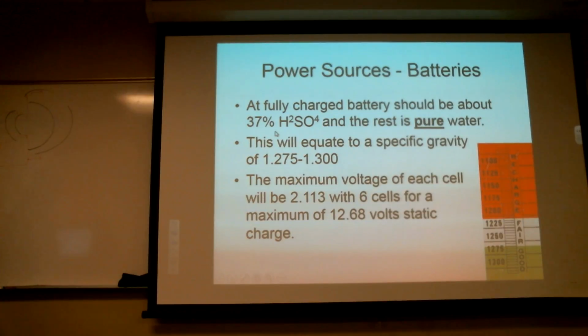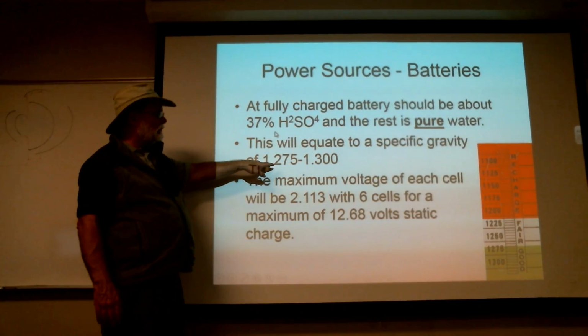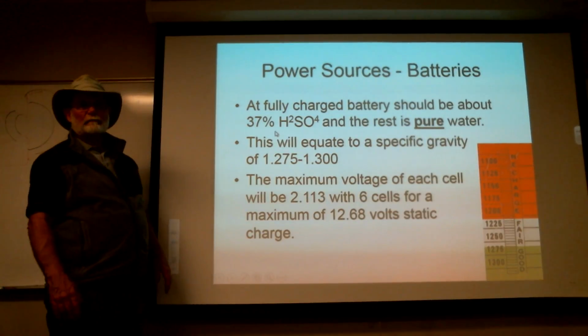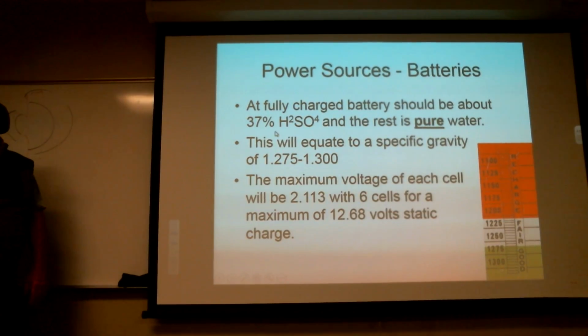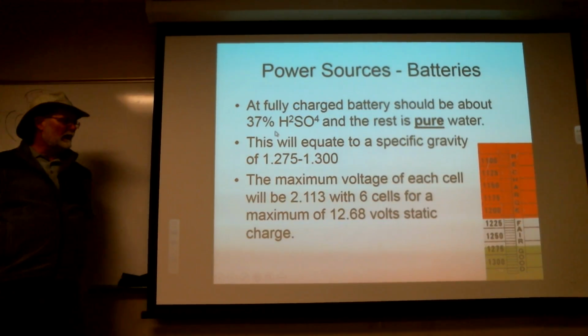Right. So basically, yeah, it is 37% acid. The rest is pure water. That's going to get us about 1275 to 1300 on the hydrometer reading for the density. Correct. With pure water being 1.000. Okay.